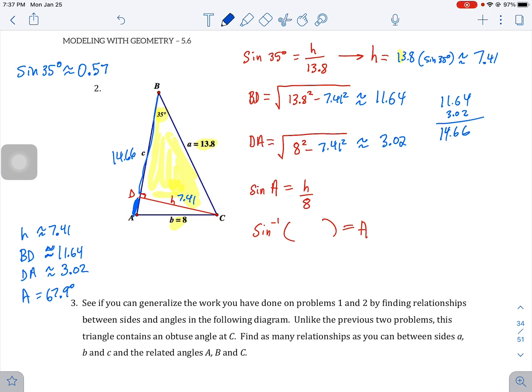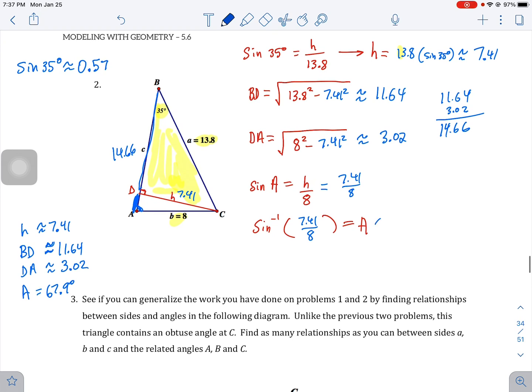I can also calculate A using the sine function. So the sine of A is equal to, here's my A, opposite over the hypotenuse, h over 8, which we said h is approximately 7.41 divided by 8. So now we can take the sine inverse of 7.41 divided by 8, and that will give us the angle, which is approximately 67.9 degrees.